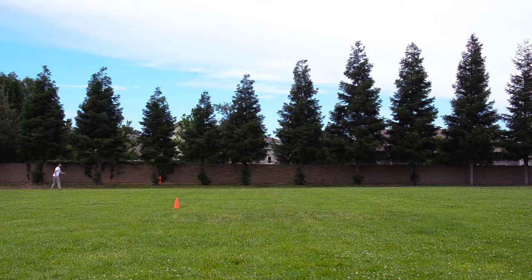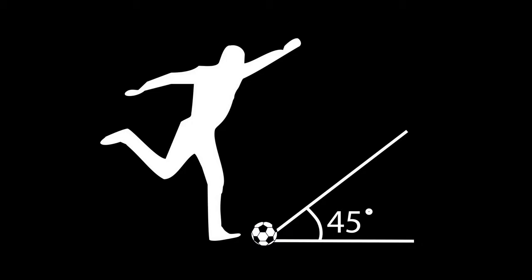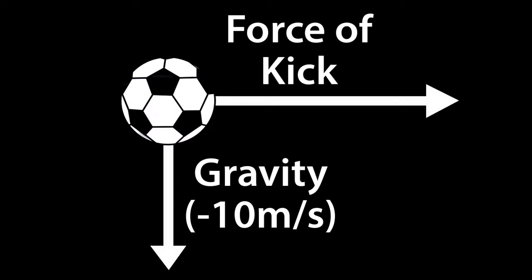The optimal angle to kick the soccer ball as far as possible is 45 degrees. This allows the only major force on the ball to be gravity, which will cause an acceleration of negative 10 meters per second squared, downwards. But what about receiving the ball?